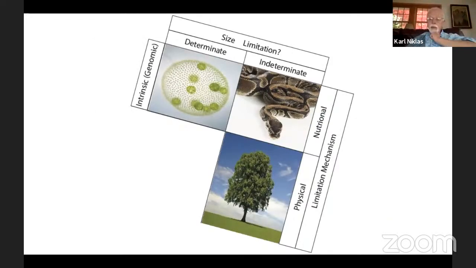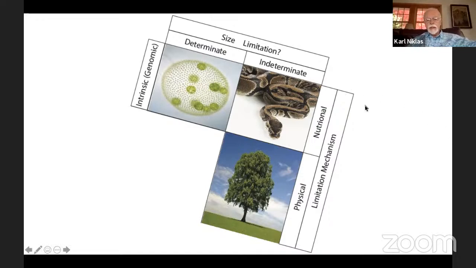Now, another question that we talk about when we talk about regulating size is, first of all, is the size of an organism limited? In many cases, of course, it is. And we can talk about, is there size limitation? Well, in some organisms, there's determinate growth in size. And in other cases, there's indeterminate growth in size. And I've illustrated here snakes and trees. These things, in theory, can get bigger and bigger over the lifetime. Whereas in the case of determinate growth, there's an ultimate maximum size, and then the organism just stops growing.